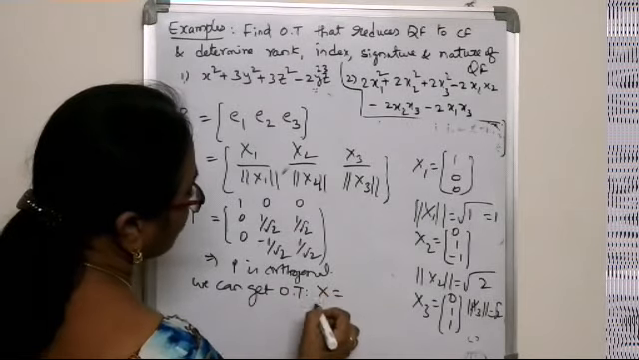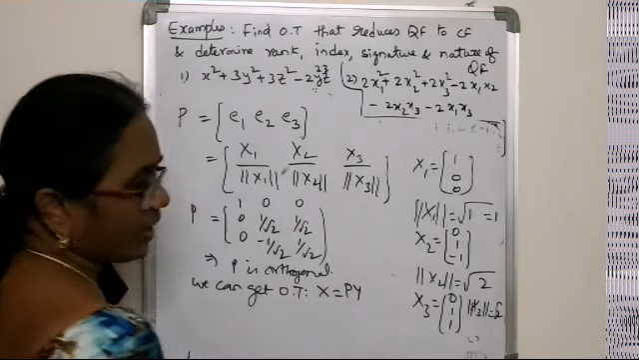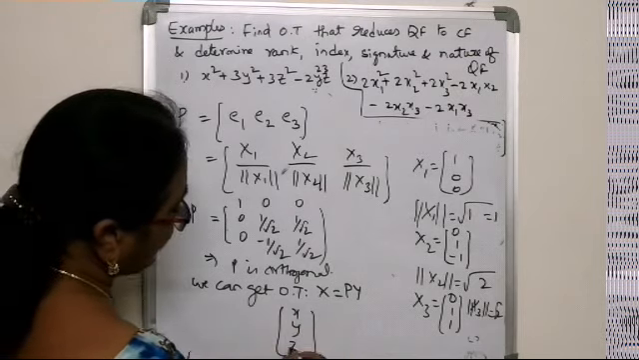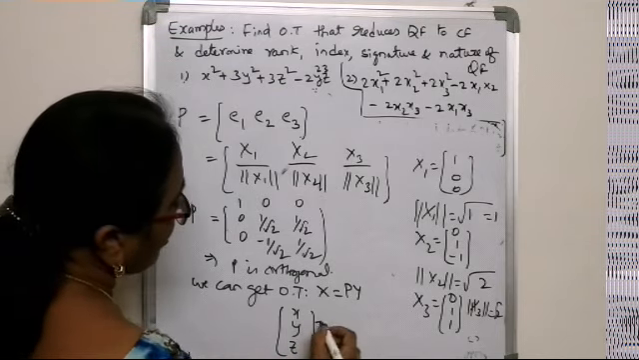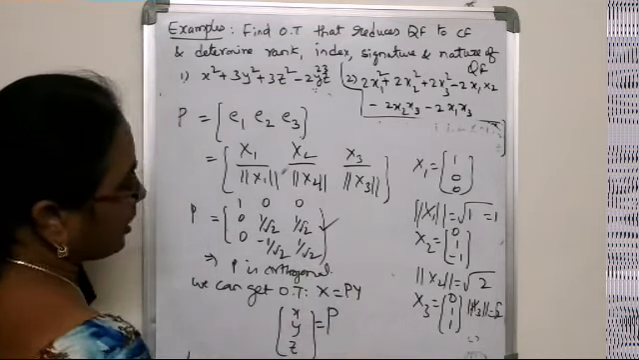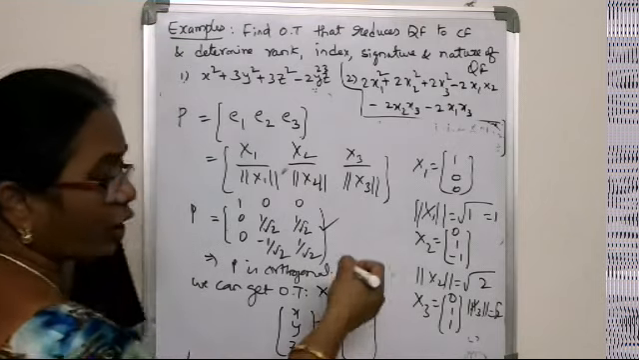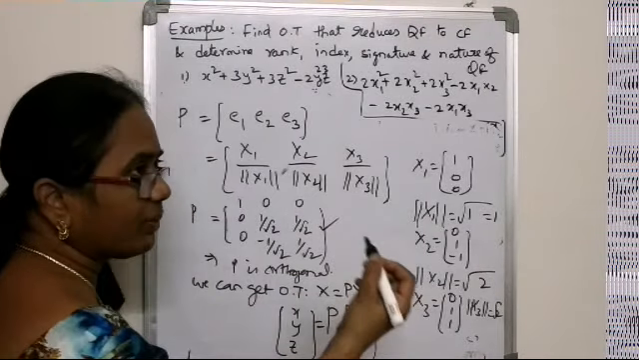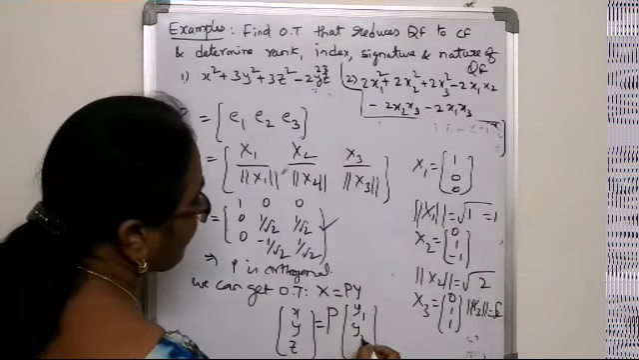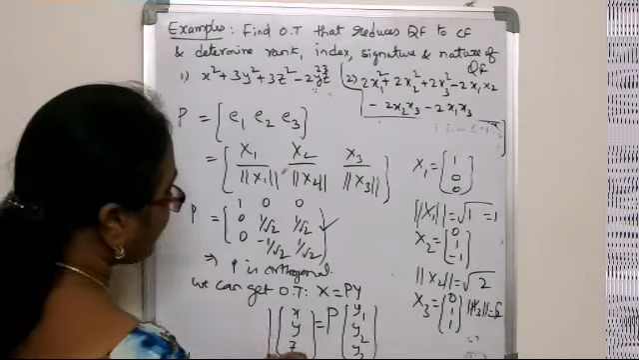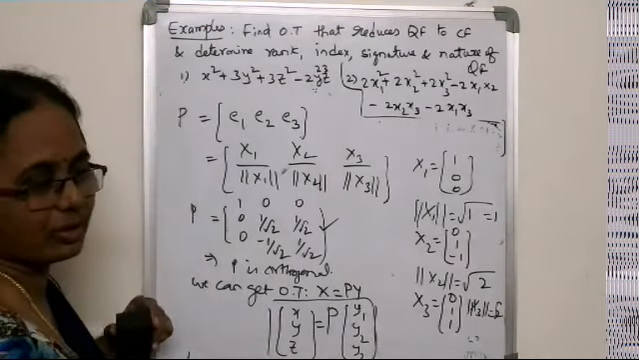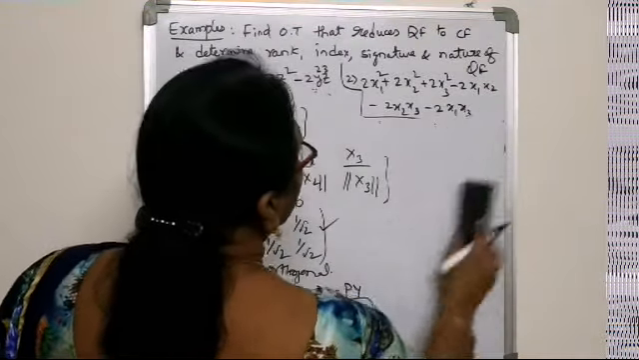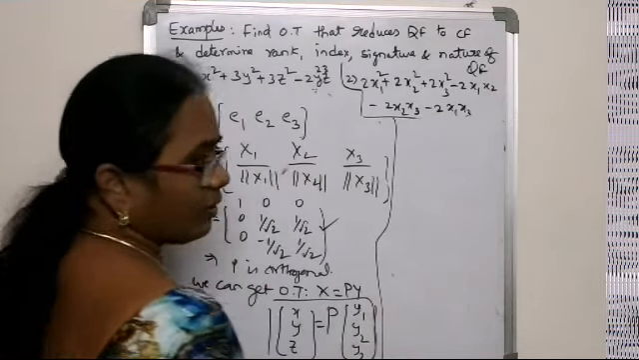x is equal to Py, where x is the column of variables of the quadratic form, x, y, z from the given problem, and the matrix P is as we get here, and Y is the column of variables of the required canonical form. If the variables of the canonical form are taken as y1, y2, y3, this becomes the orthogonal transformation. Now, using this orthogonal transformation, let us reduce the quadratic form to the canonical form.